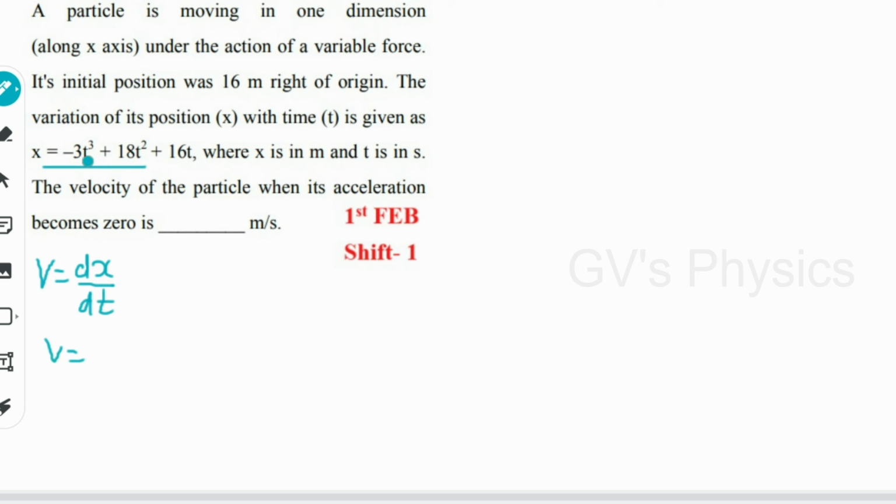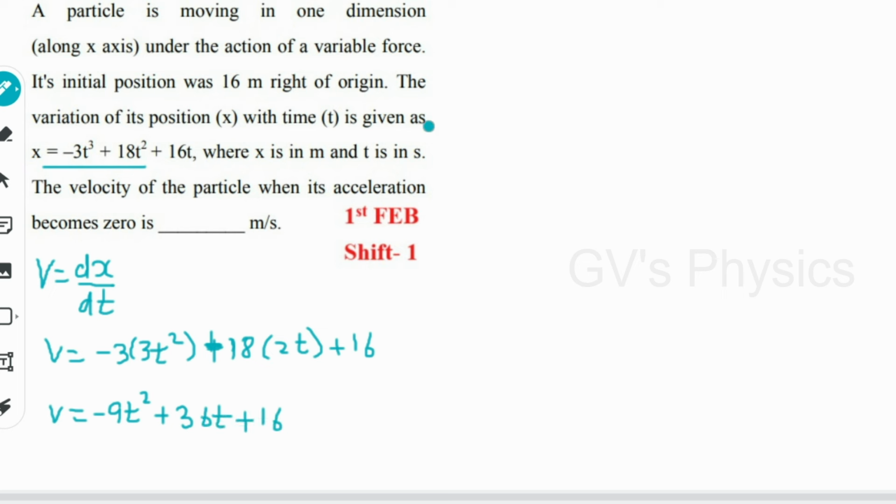So v is equal to minus 3t cube, which becomes minus 3 into 3t square, plus 18 into t square, which becomes 2t, and plus 16t, which becomes 1. So velocity is minus 9t square plus 36t plus 16. If you differentiate velocity with respect to time, we will get acceleration. So a is equal to dv by dt. The acceleration a is equal to minus 18t plus 36.